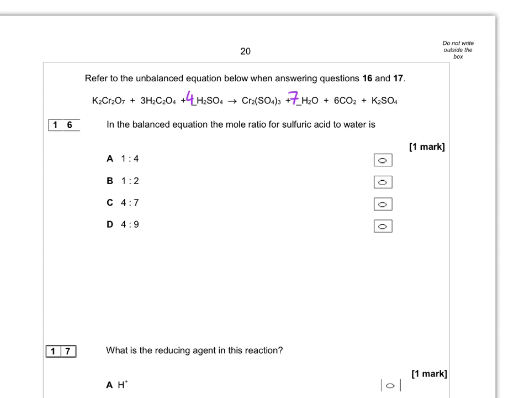If you're still struggling balancing equations, it's worth coming along to one of the workshops just to spend a little bit of time on it. So that means our mole ratio must be C, which is 4 to 7.